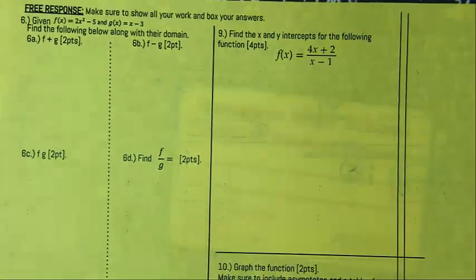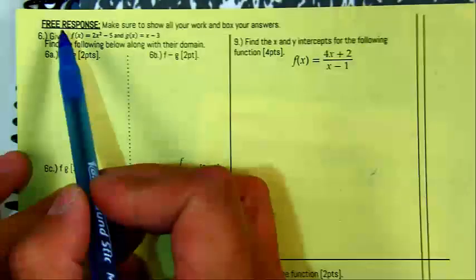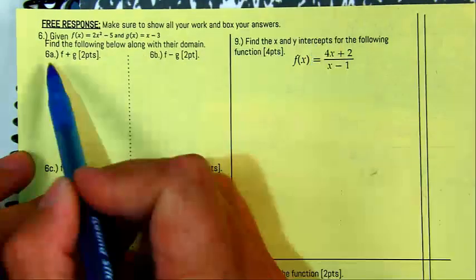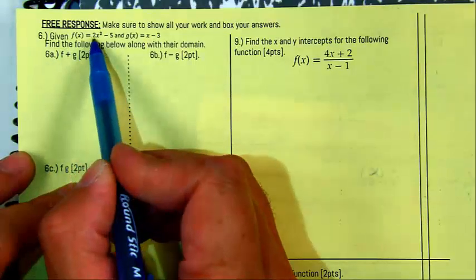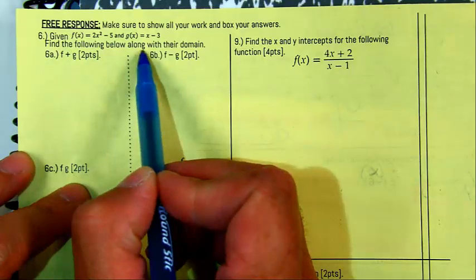Question number 6. In question number 6, the free response, make sure to show all your work in the box provided. Given f of x equals 2x squared minus 5 and g of x equals x minus 3, find the following below along with their domain.